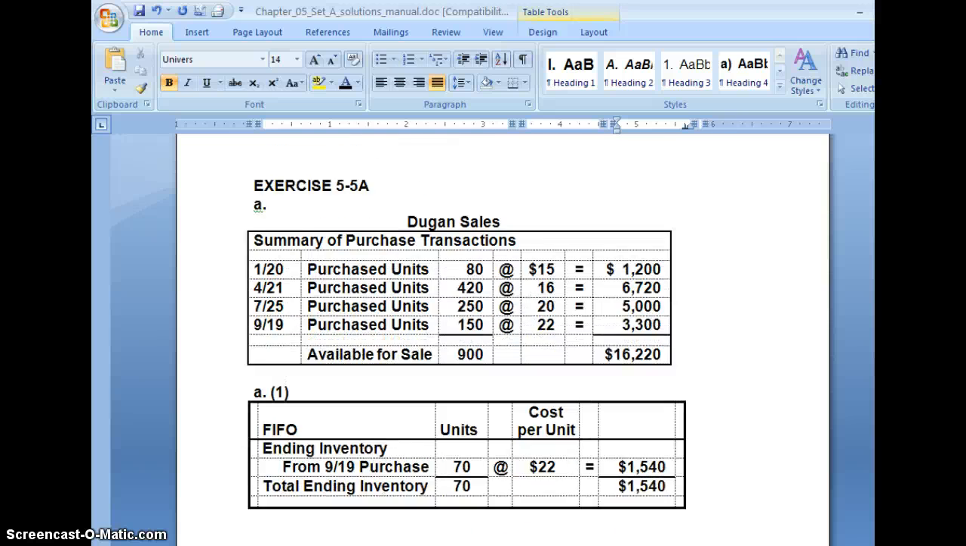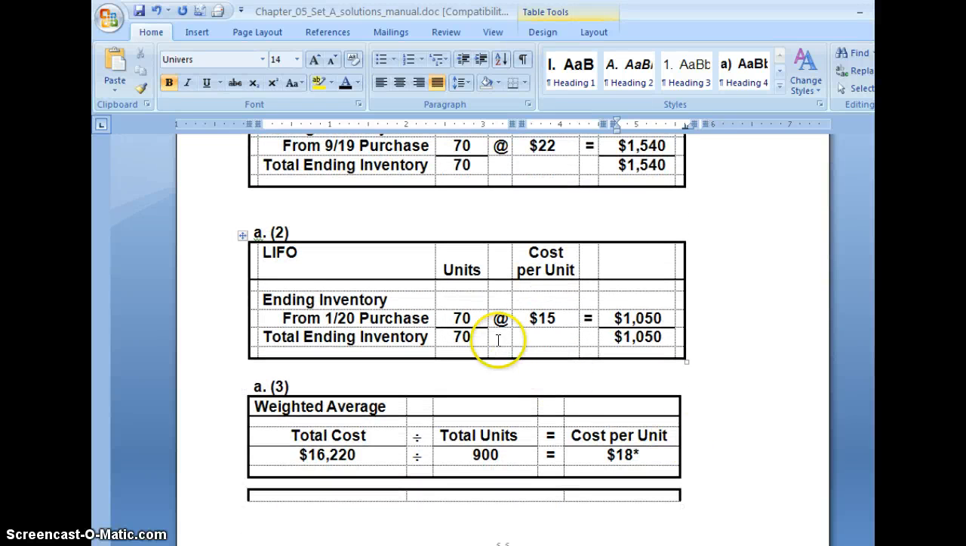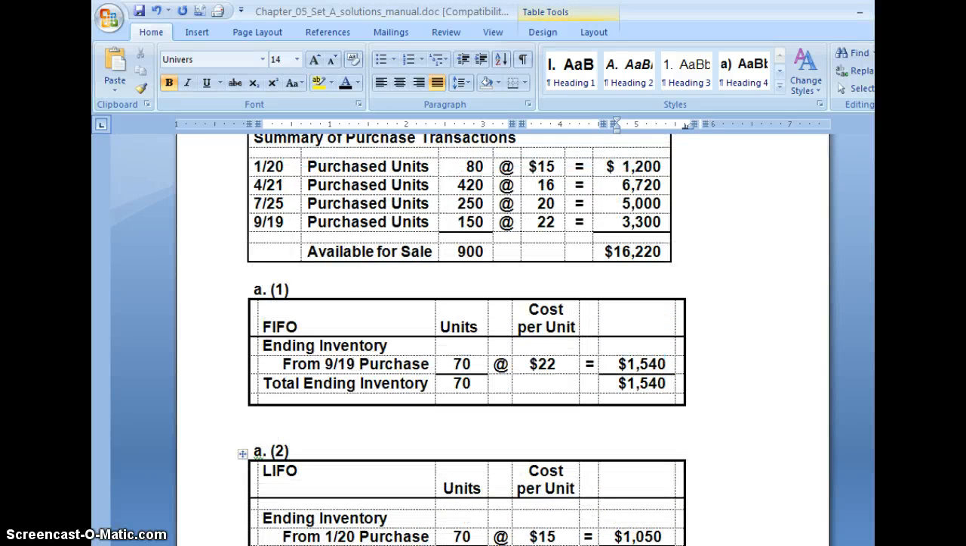All right, now we're going to look at LIFO. If you notice, we ended with 70 units as well at $15. So with LIFO, you use the most recent, last in, first out. So you used 150 units, purchased September 19th, used the 250 units, purchased July 25th, used the 420 units on April 21st, and then you only took 70 out of the 80 units purchased January 20th at $15.